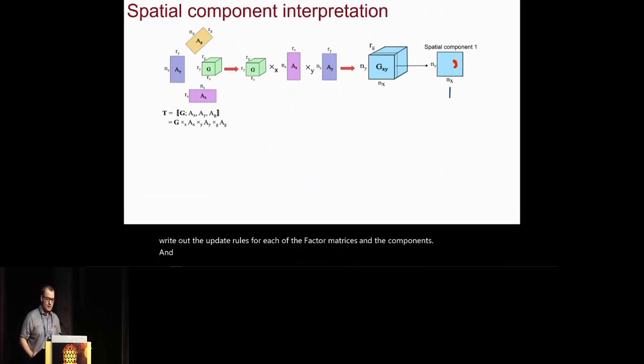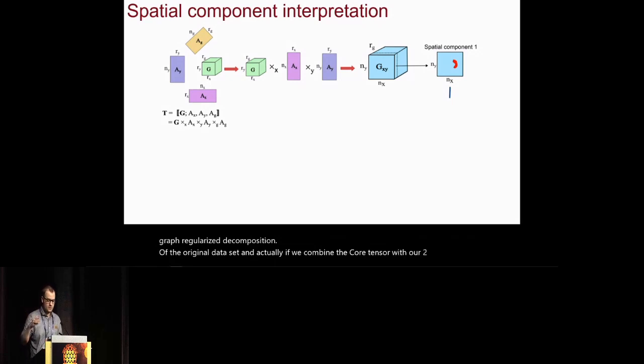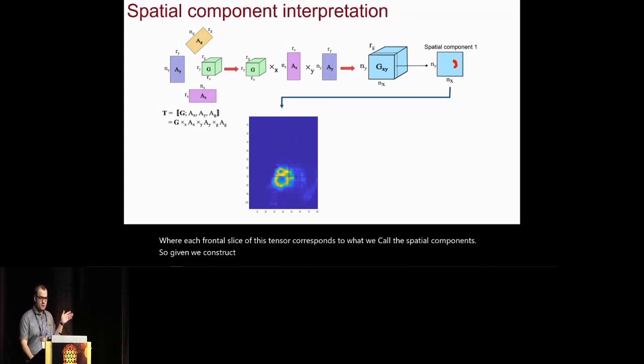One important part of this model that may not be apparent is the interpretation of what we call the spatial components. Given that we've run GraphTucker on a spatial transcriptomics data set, we'll obtain this graph regularized decomposition of the original data set. If we combine the core tensor with our two factor matrices corresponding to the AX and AY dimensions, we can construct this subtensor, GXY, where each frontal slice of this tensor corresponds to what we call the spatial components. Given we construct this, we can visualize where each of our gene modules are being expressed throughout the tissue.